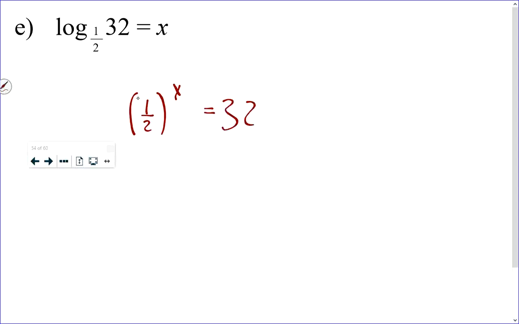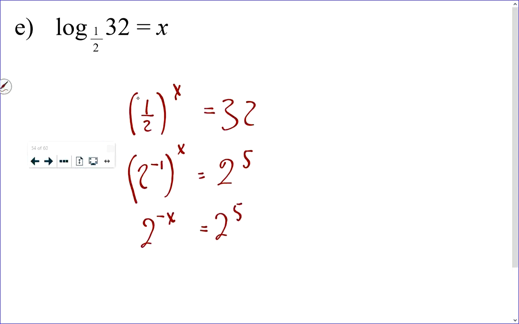Well, common base would be 2. This is 2 to the 5. 1/2 is 2 to the -1. So a power of a power, we multiply the exponents. Negative x equals 5, so x equals -5. That's it, I think. Yes? Okay.